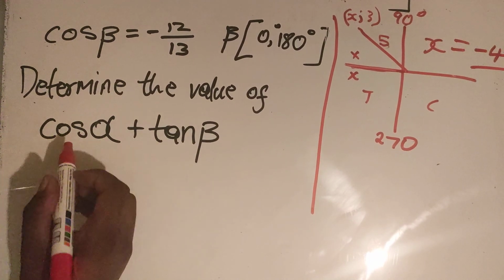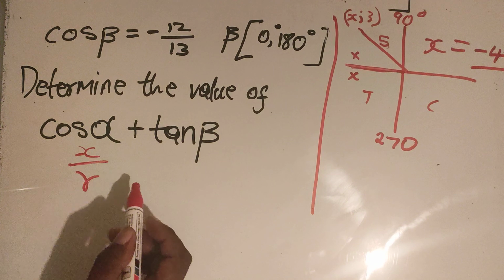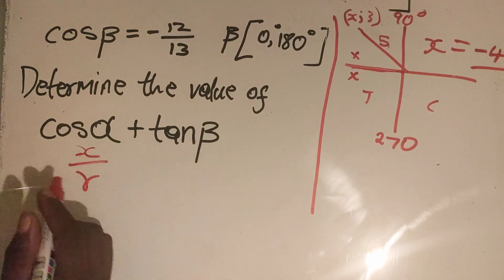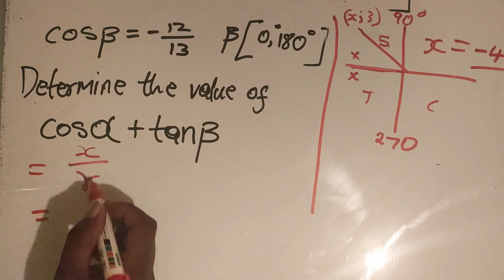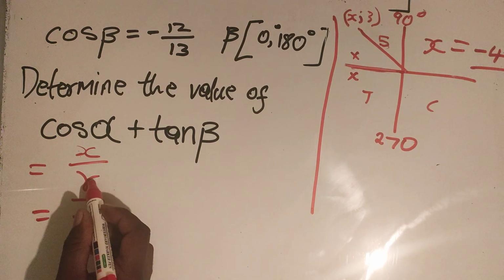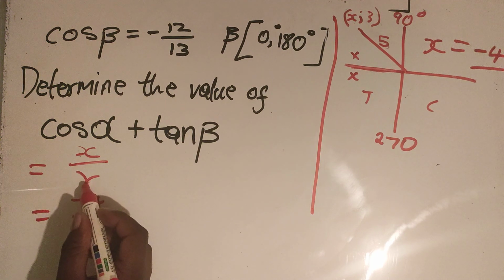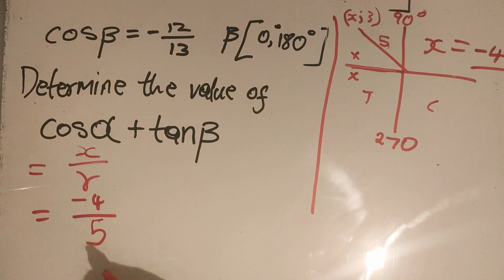So look at alpha and look at the trig ratio. This is x over r. Remember, I haven't dealt with beta. I'm still dealing with alpha. What is x? It's -4. What is the value of r? The value of r is 5.